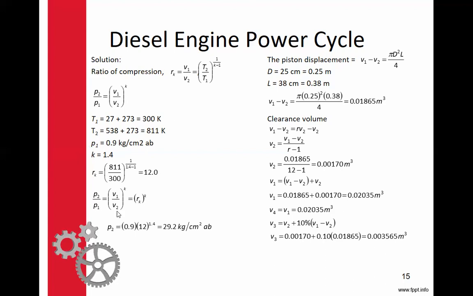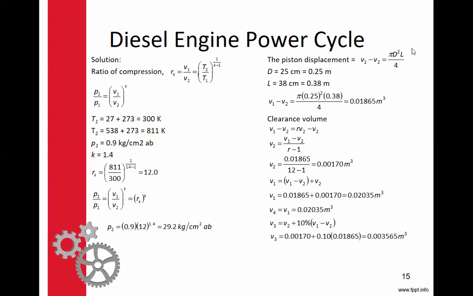So that's your compression ratio. P sub 2 over P sub 1 is equal to (V sub 1 over V sub 2) exponent K, which is equal to R sub K exponent K. Or P sub 2 is equal to 0.9 times 12 exponent 1.4, which is 39.2 kilogram per centimeter squared absolute. Don't forget, you now have P2, T2, and V2. V2 later. So once you have completed points 1, 2, 3, 4.